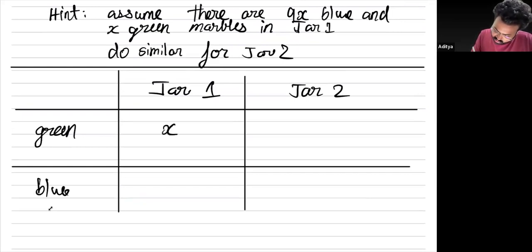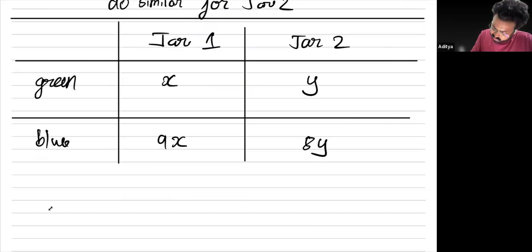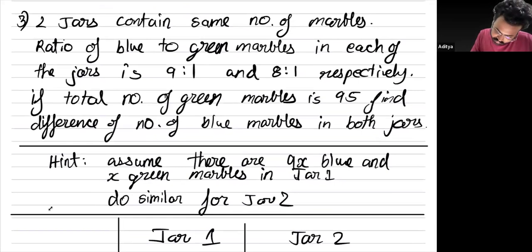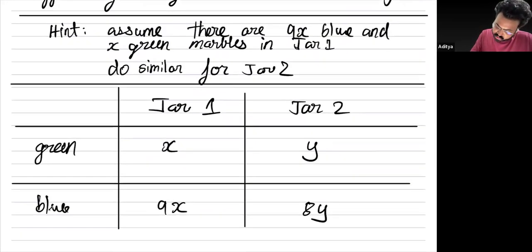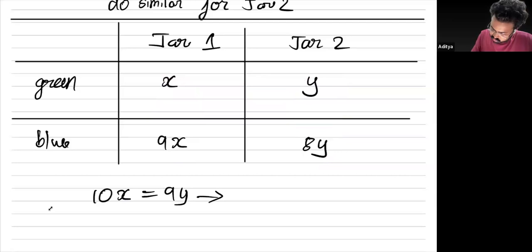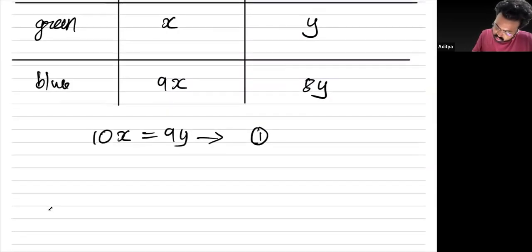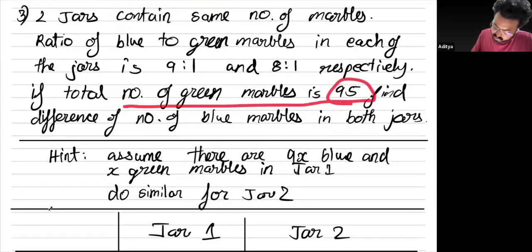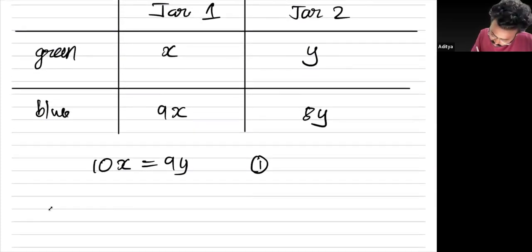There are x green in this, there are 9x blue in this, there will be y green in this, and 8y blue in them. Another information given is that the two jars contain the same number of marbles, which means this and this amount put together, we have 10x equal to 9y. This is equation 1. The second equation you have is that the total number of green marbles is 95, so x plus y is equal to 95.